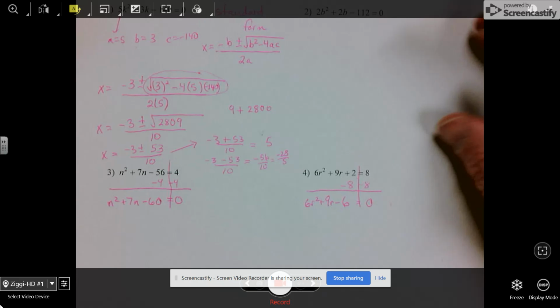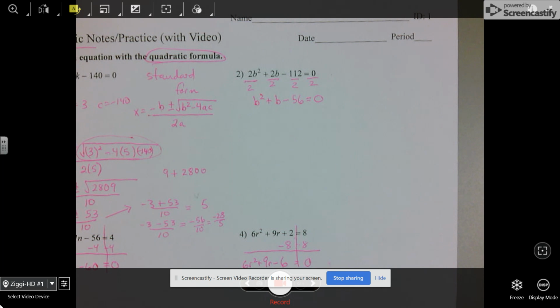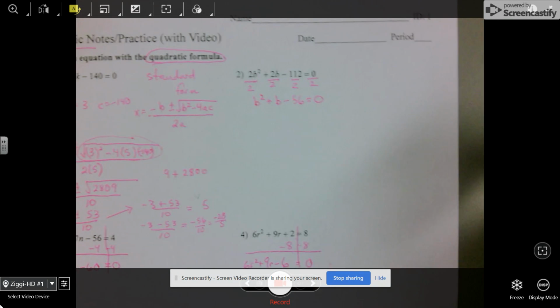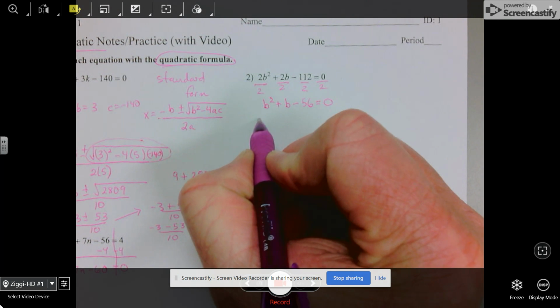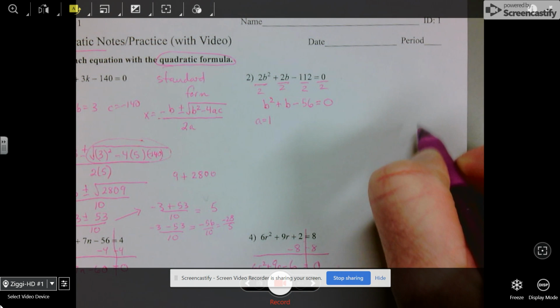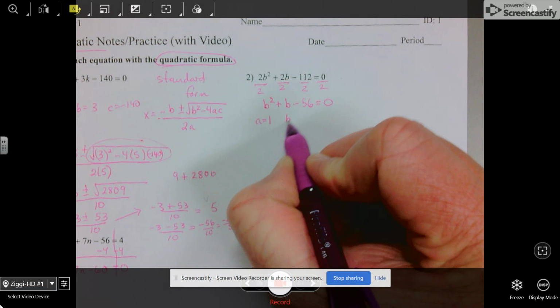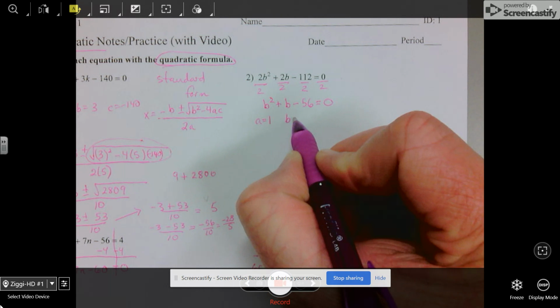So in this case, a equals 1, b equals 1, and c equals negative 56. Just talking about the coefficients. If we had a 2, 2, and negative 112, it works the same as well. Okay, so x equals the opposite of b plus or minus the square root of b squared minus 4 times a times c, all over 2 times a.